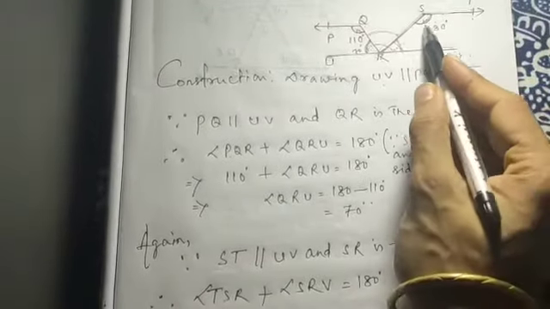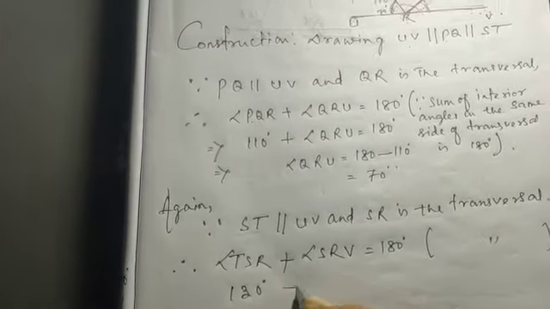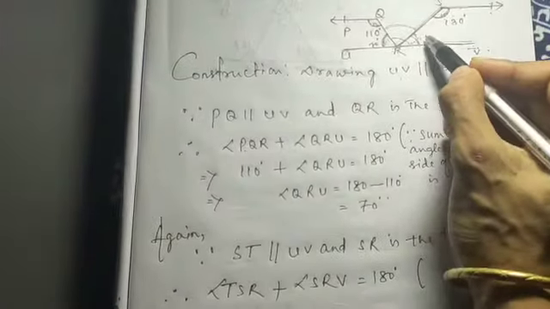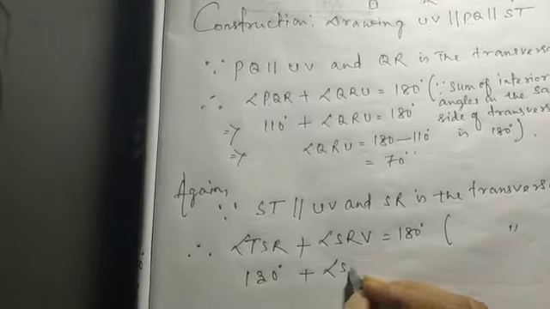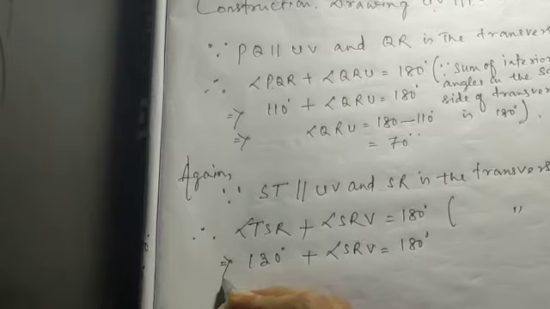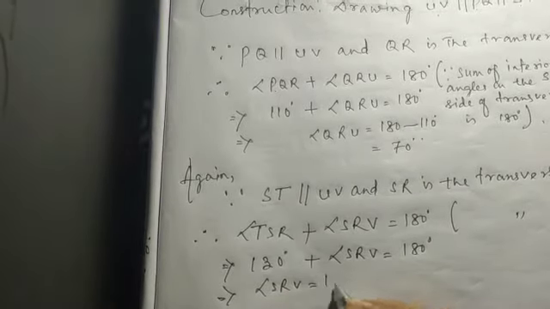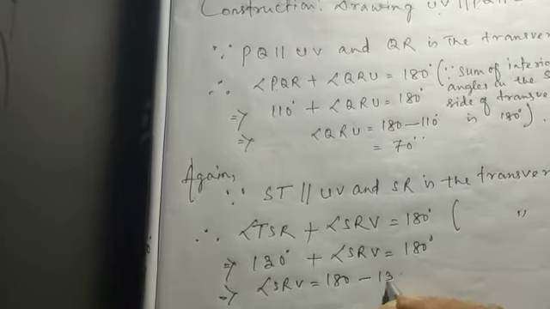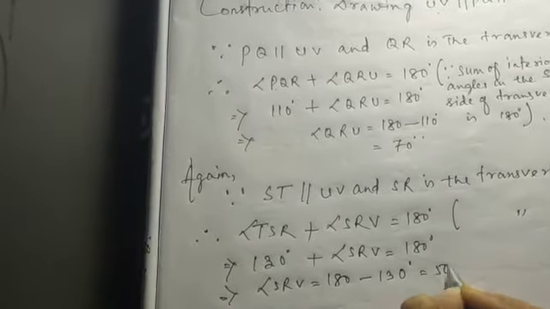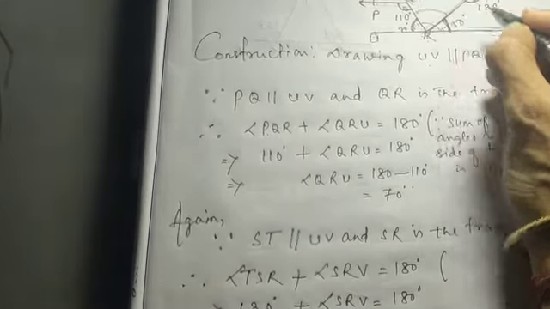TSR we can see here is given as 130, so writing down 130 plus SRV, this angle we have to find out, is equal to 180 degrees. So angle SRV is equal to 180 minus 130, which is 50 degrees. So here this angle we got as 50 degrees.